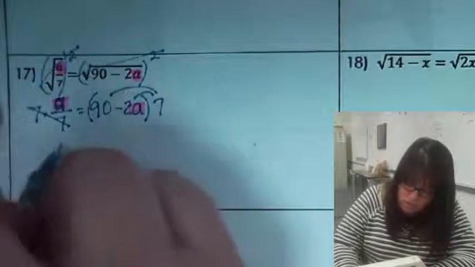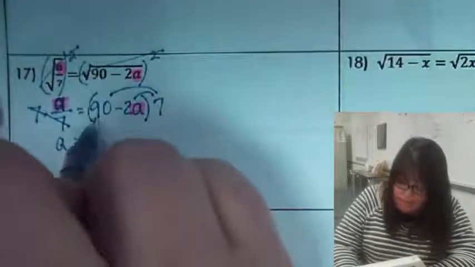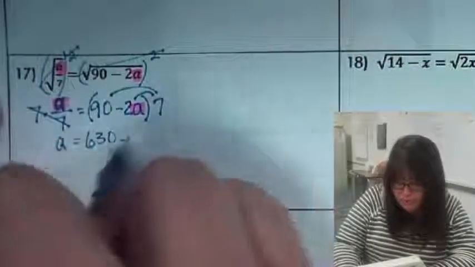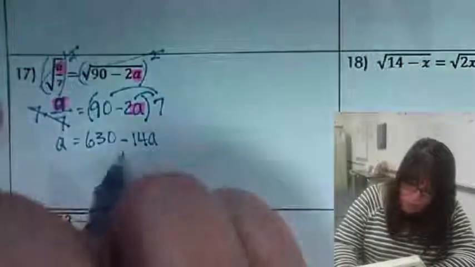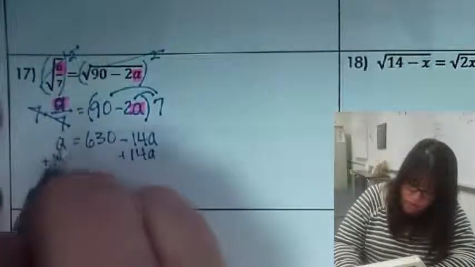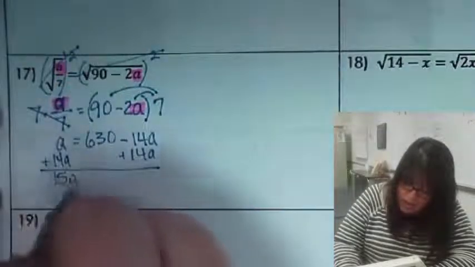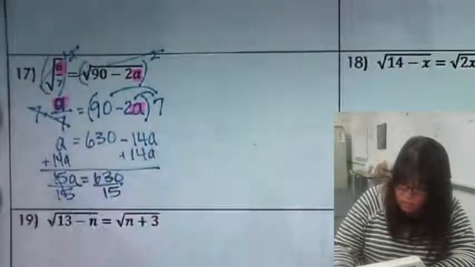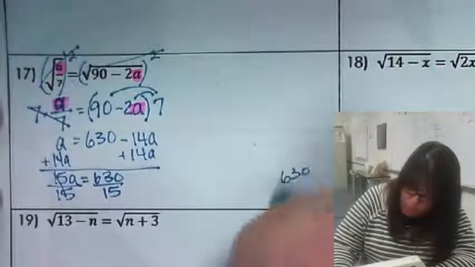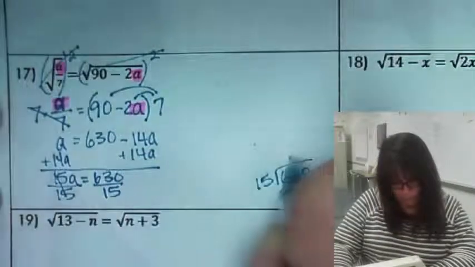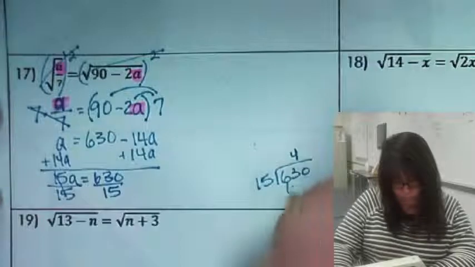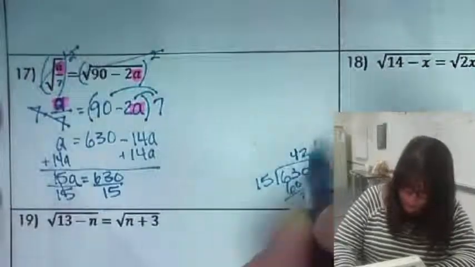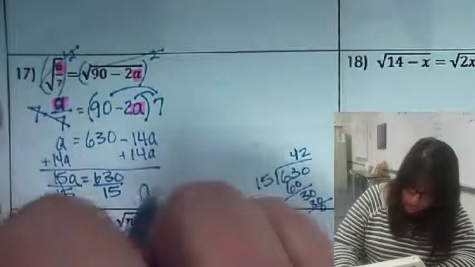Our 7 cancels on the left, leaving us with A all alone. 90 times 7, 630. Negative 2 times 7 is negative 14, and A. I'm going to go ahead and move this A over to the left. And that gives me 15A equals 630. Divide by 15. Oh, geez, that's a big one. No problem. I'm just going to go off to the side and do it here. 42. So that means A equals 42.